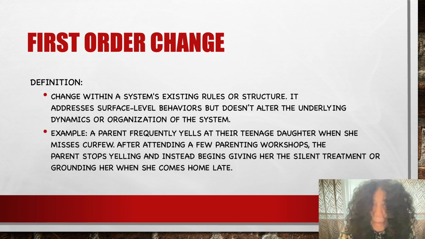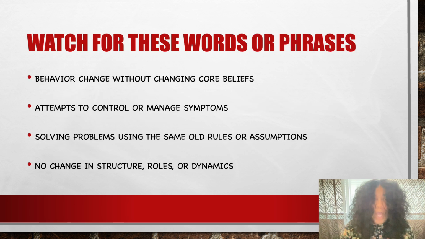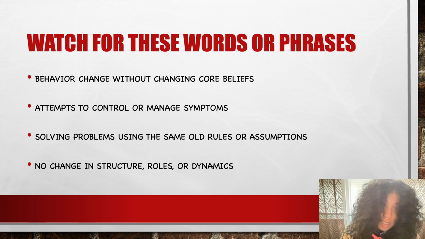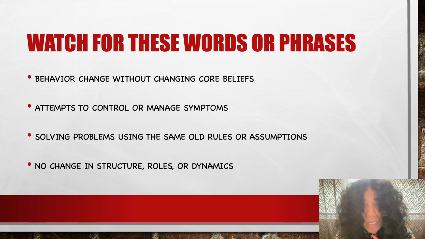Still, the daughter still coming home late, and all you did is give her the silent treatment and try to punish her, right? Watch for these words or phrases. Behavior change without changes to core beliefs in the system. Attempts to control or manage the system. You will see a lot of that where, if it has to do with a parent and a teen, the parent is 9 times out of 10 trying to control the child's behavior by doing what? Punishing. That's just superficial change. Solving problems using the same old rules or assumptions. Same thing as it does with that daughter. You're still trying to punish her. Punishment wasn't working, right? If that was the case, then she wouldn't be breaking the curfew.